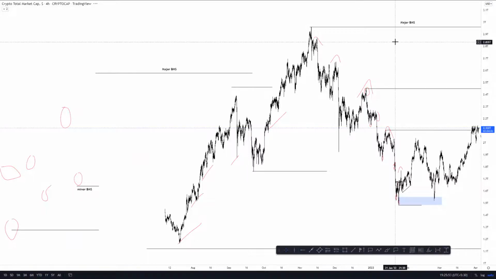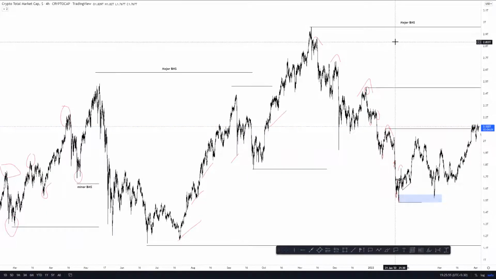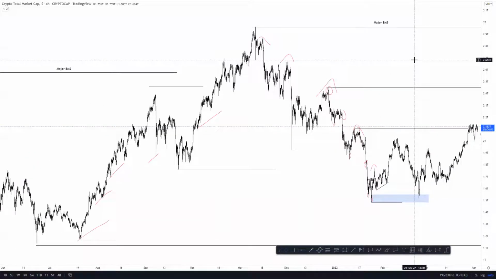So in case of taking the entry, right? Either we wait for the minor BMS to break and then we create a PY and then we take the entry over there, right? Yeah, that's the same thing. Let me explain that as well.